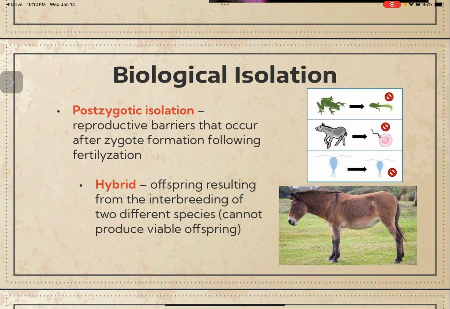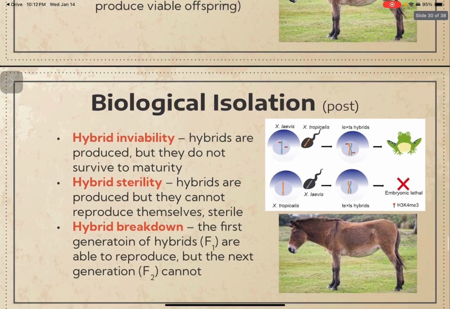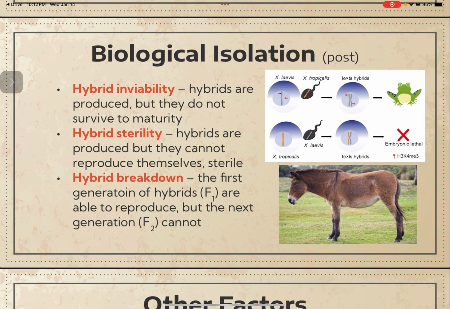So one example would be a hybrid. This is where the offspring results from the interbreeding of two different species, but it doesn't produce viable offspring. So this is what we talked about before when a species can produce viable offspring. If the hybrid is sterile and can't reproduce, that's not viable. So on the right hand side, the example that we have is a mule, from a donkey and a horse, but they can't reproduce. And they never will, sadly, because they're kind of cute.